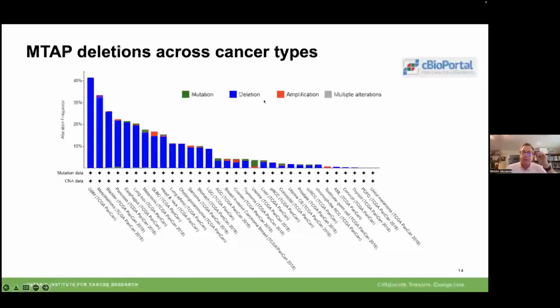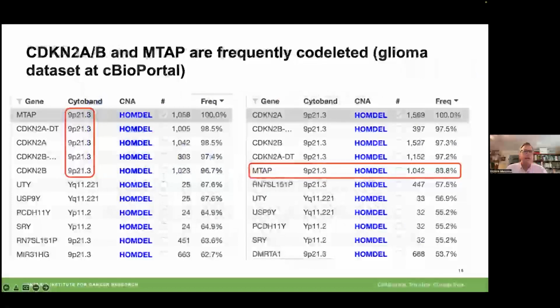Okay, MTAP deletion, it's found in lots of different cancers. GBM particularly high, almost 50% in GBM. So we got to get interested in MTAP, and then went back to cBioPortal. And you see that MTAP and CDKN2A actually are in the same place. They're right beside each other.